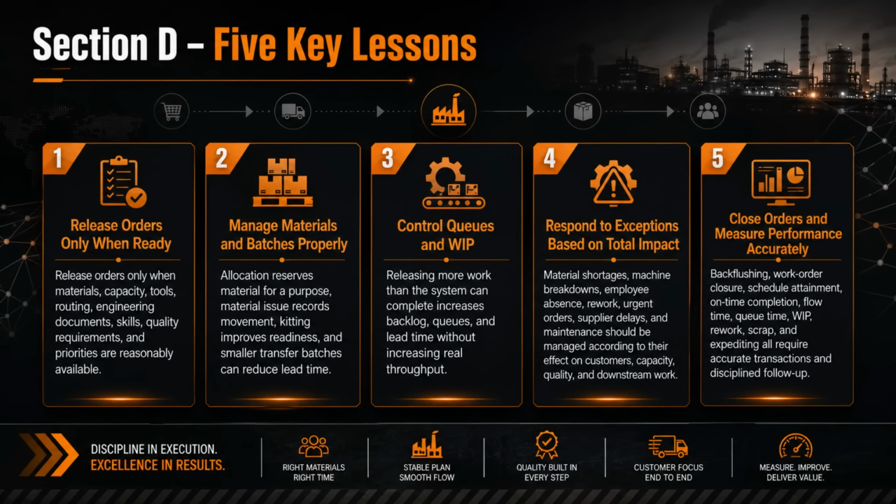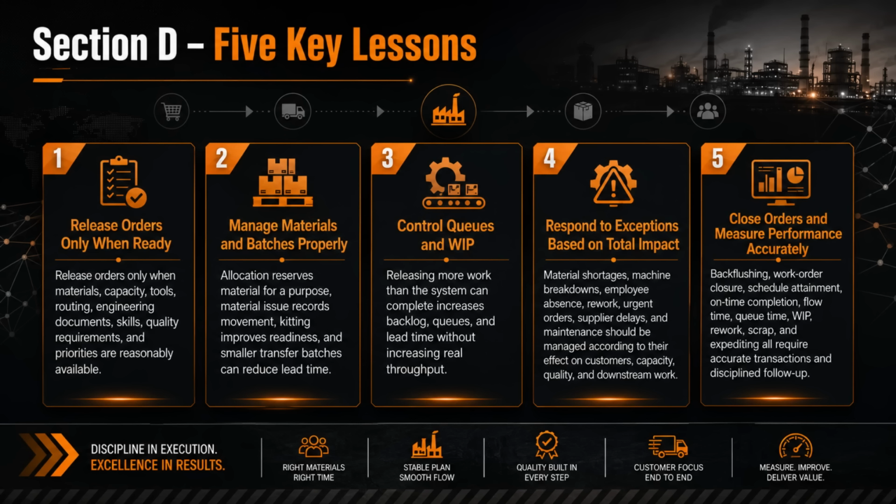Let's summarize the 5 key lessons from Section D. First, release orders only when ready. Orders should be released when materials, capacity, tools, routing, engineering documents, skills, quality requirements, and priorities are reasonably available.